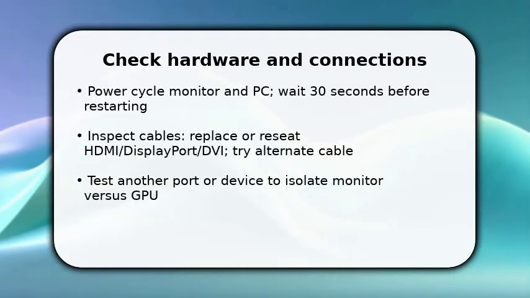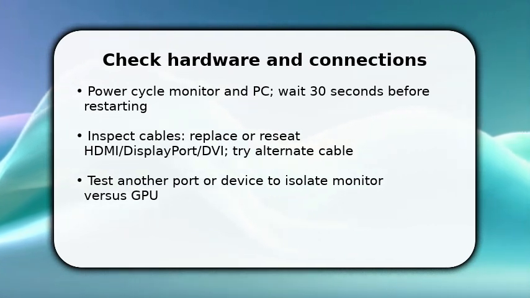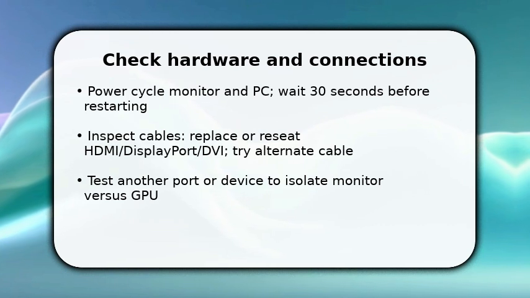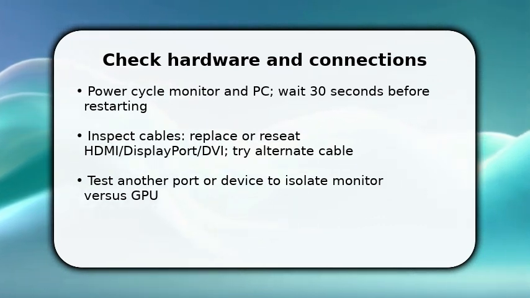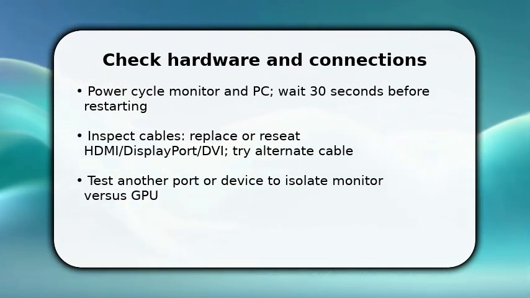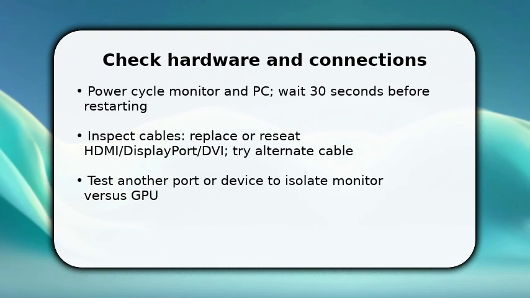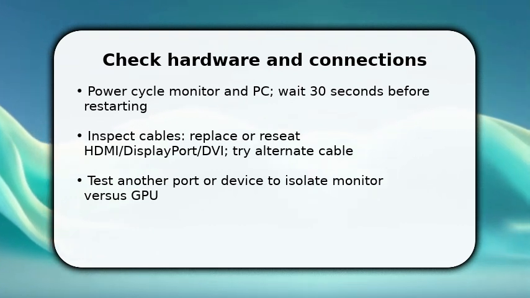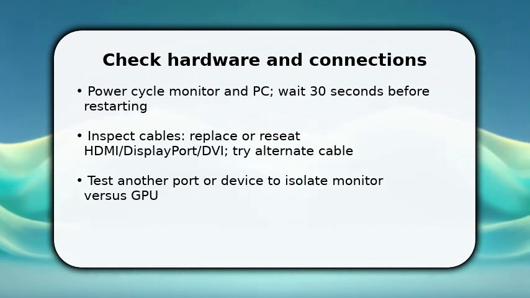You begin by isolating the simplest hardware causes. First, power cycle both monitor and PC. This clears transient faults. Once done, inspect and reset the video cable, HDMI, DisplayPort, or DVI, because a loose contact often produces color flashing. If that doesn't help, swap to a known good cable or try a different monitor port or a second device. This tells you whether the issue lies in the display or in the graphics output. Make sure to note which change fixes it.